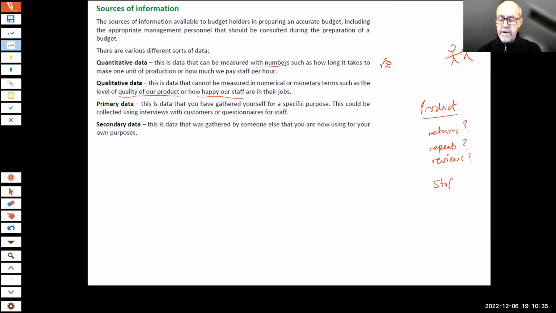Staff, how might we judge how happy our staff are in their jobs? We could wander around every day just to see who's smiling. That's not the best indicator. Retention. How many people stay in the job? It's surely a bad sign if people stay an average of 3 months in an organization. That's not a good sign.